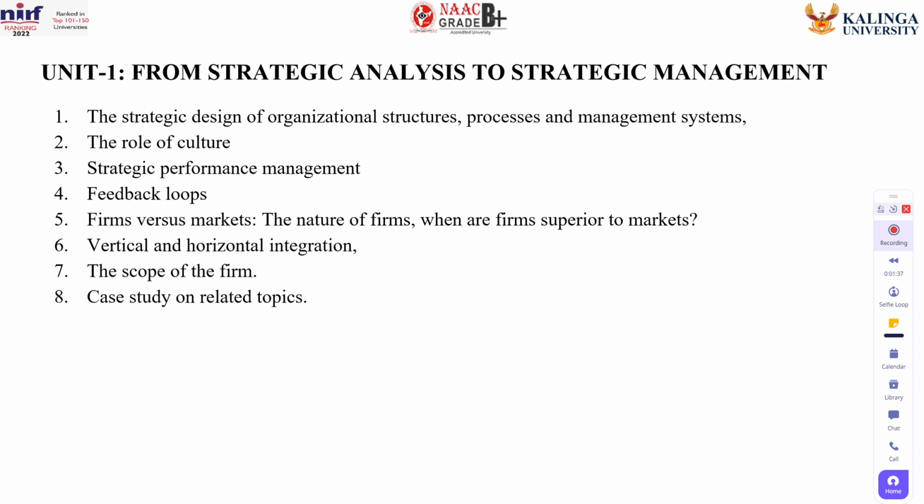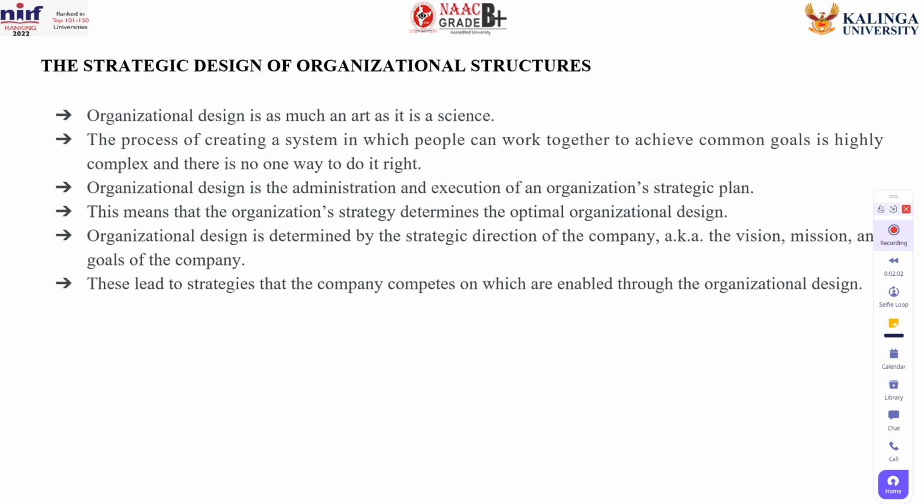It has 8 points to be discussed: the strategic design of organizational structures, processes, and management systems, the role of culture, strategic performance management, feedback loops, firms versus market, the nature of the firms, when are the firms superior to the market, vertical and horizontal integration, the scope of the firm, and case study on related topic. Right. So I will be doing a case study by the end of this unit.